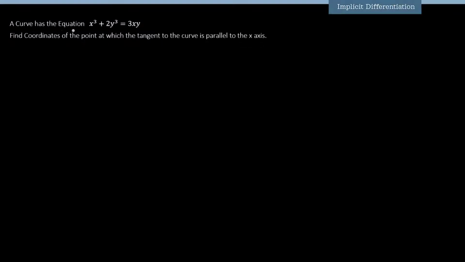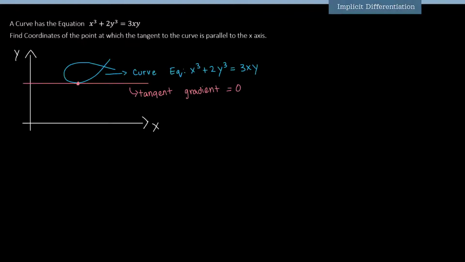A curve has the equation x cubed plus 2y cubed is equal to 3xy, and I need to find the coordinates of the point at which the tangent to the curve is parallel to the x-axis. So what this question is saying is that there is some curve. Let's suppose that the curve looks like this, and the curve has the equation x cubed plus 2y cubed is equal to 3xy, and there is a tangent to the curve that is parallel to the x-axis.